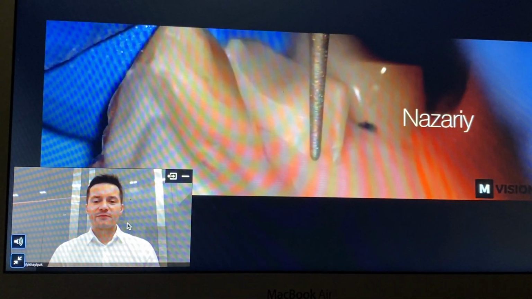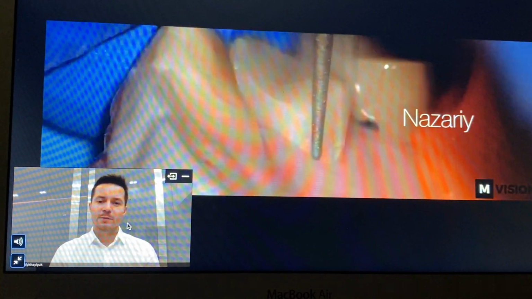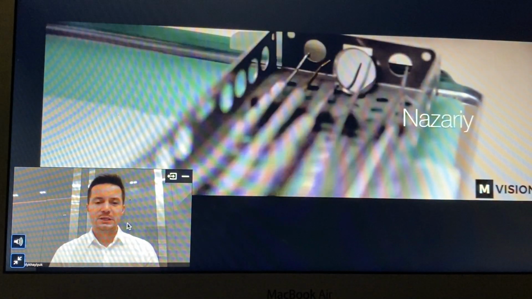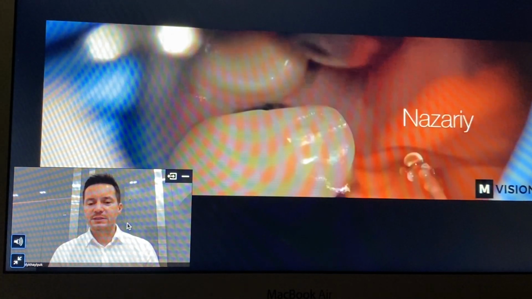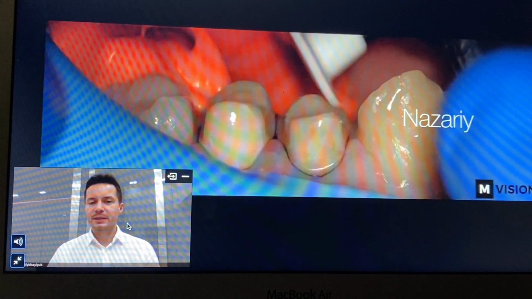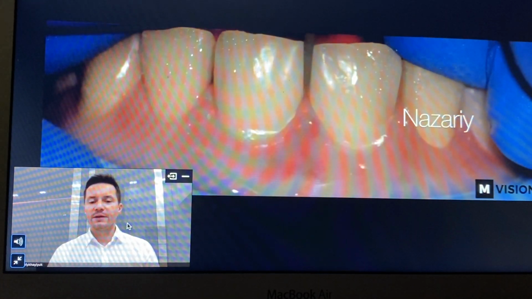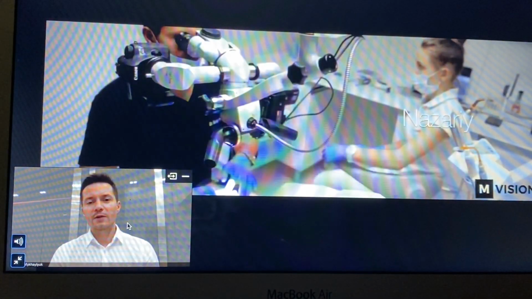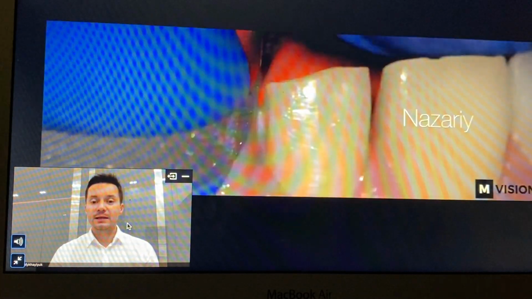But then I felt like I feel really comfortable using the microscope. Not only for endo, but also doing direct restorations, also doing prosto. Why? Because there are plenty of benefits. And during the lecture, I'm going to stop at this moment and we're going to speak about this as well. Why I think that working with the microscope was one of my most correct decisions in my clinical life.